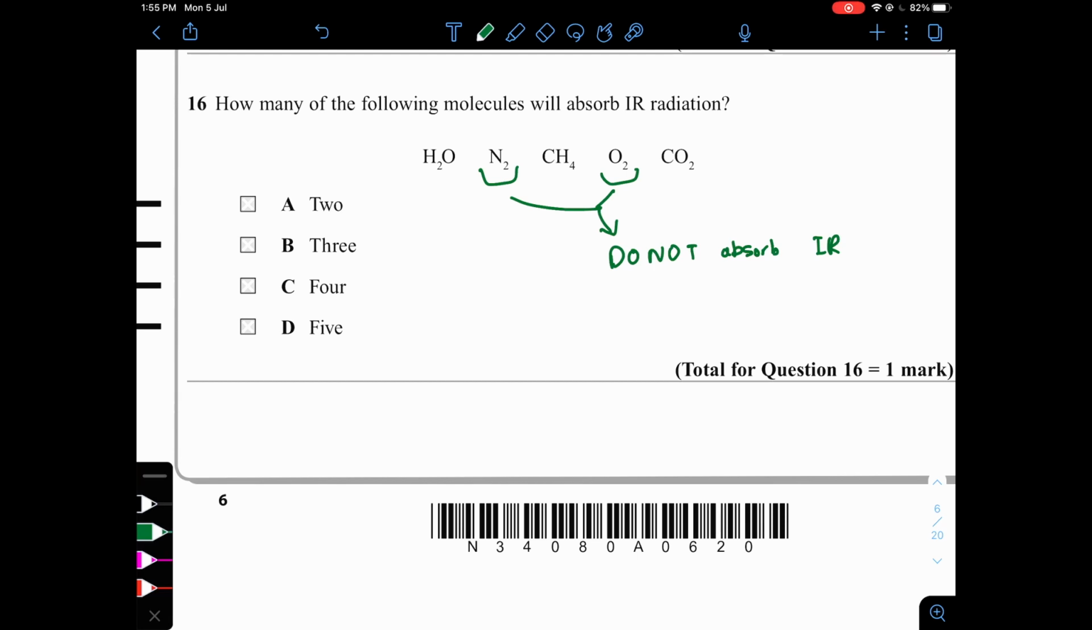But is methane polar? The other three, they are polar, but very weakly polar. So CH4 will be very weakly polar. CO2 is very weakly polar, but it's still polar. So you're left with how many? 1, 2, 3, which absorb IR radiation. The answer should be 3.